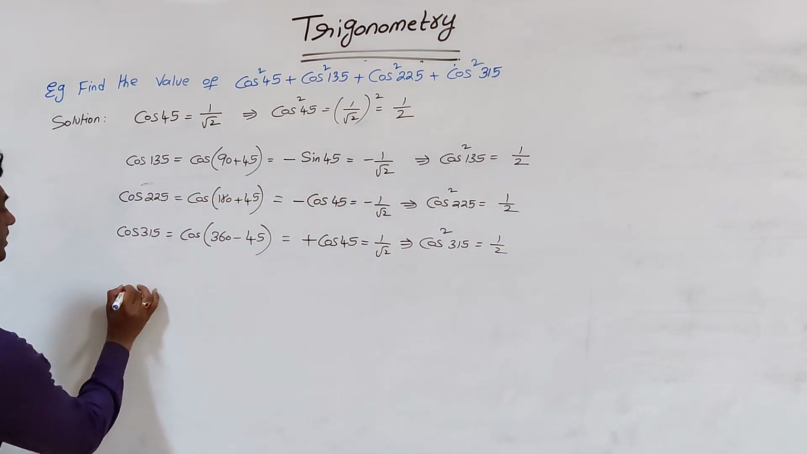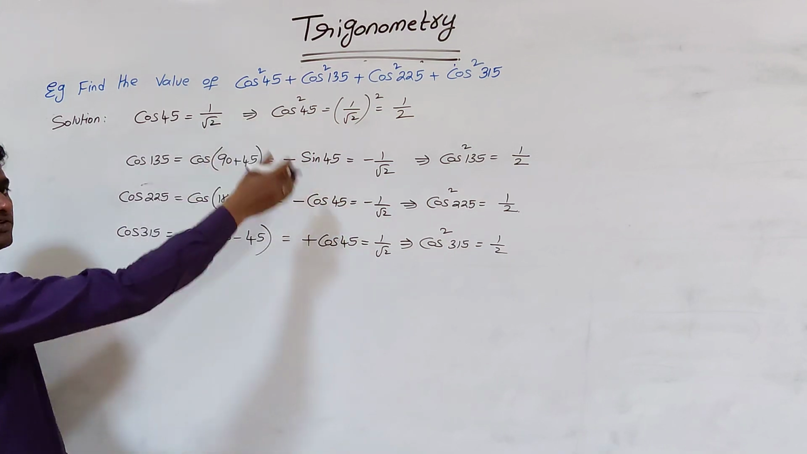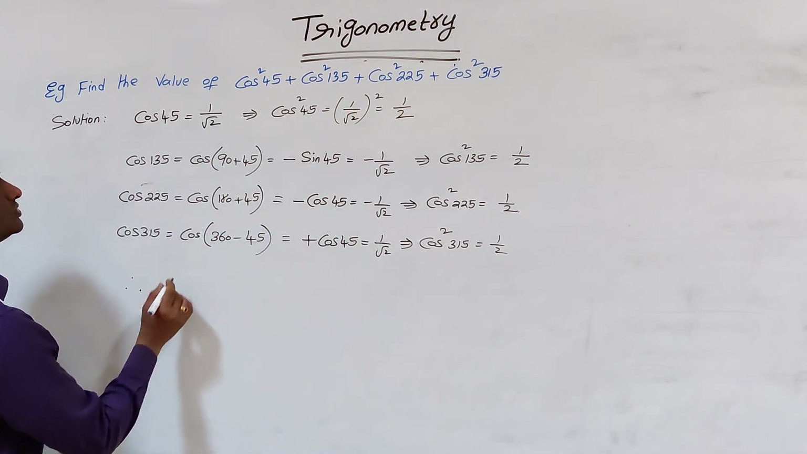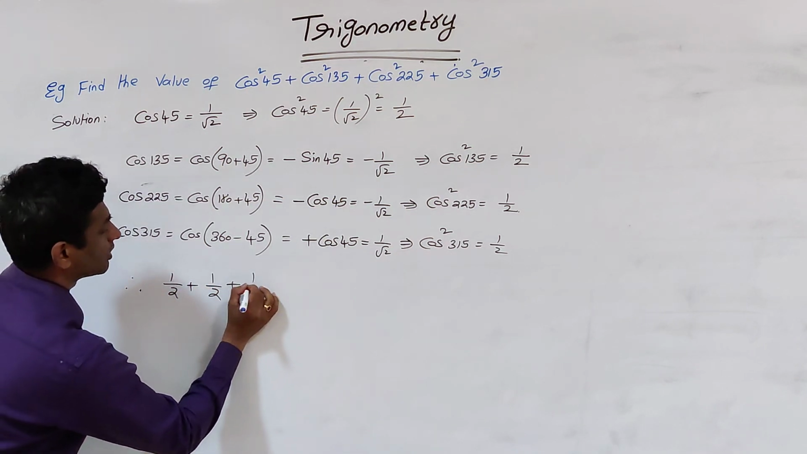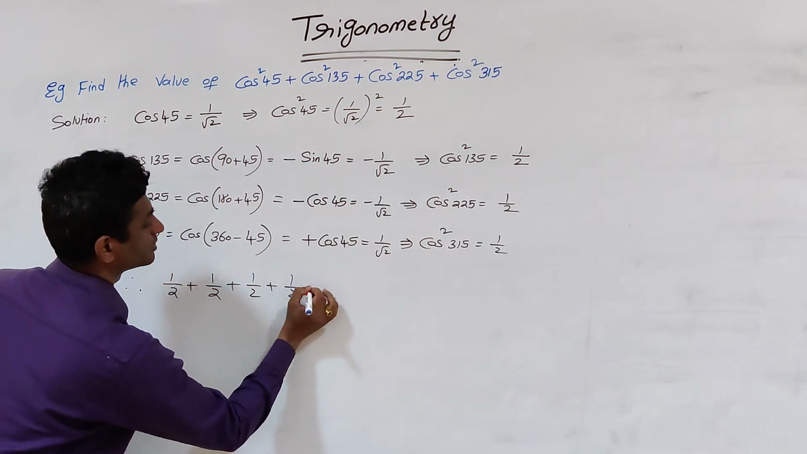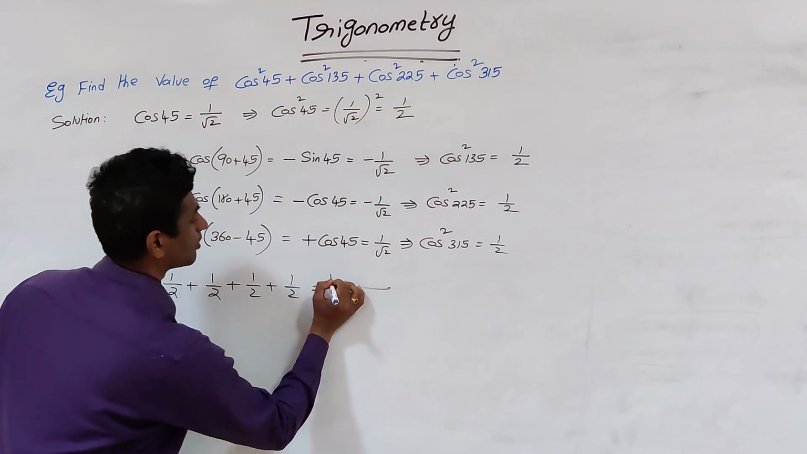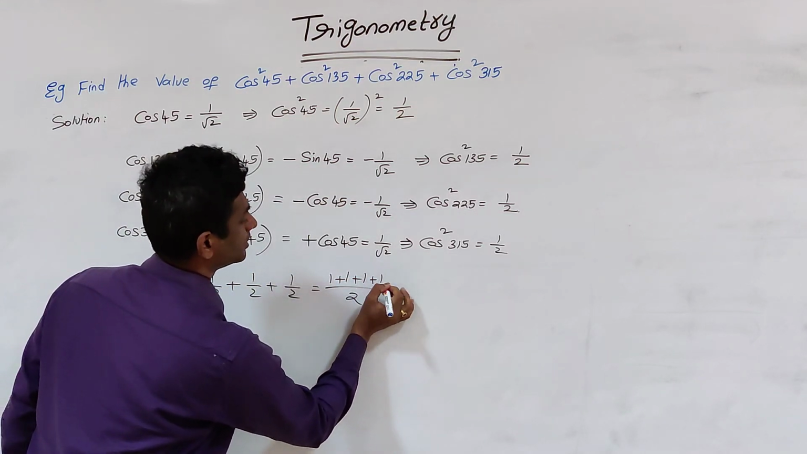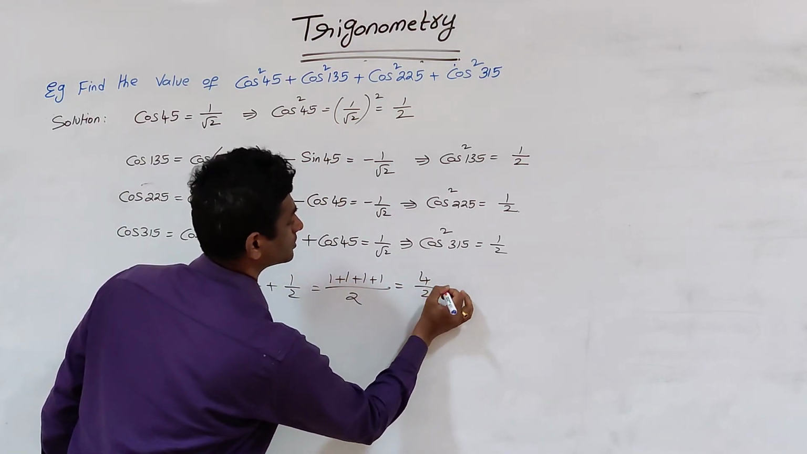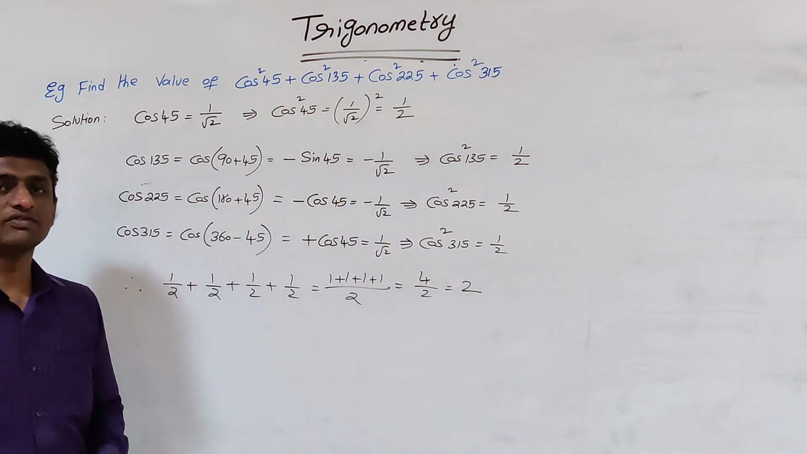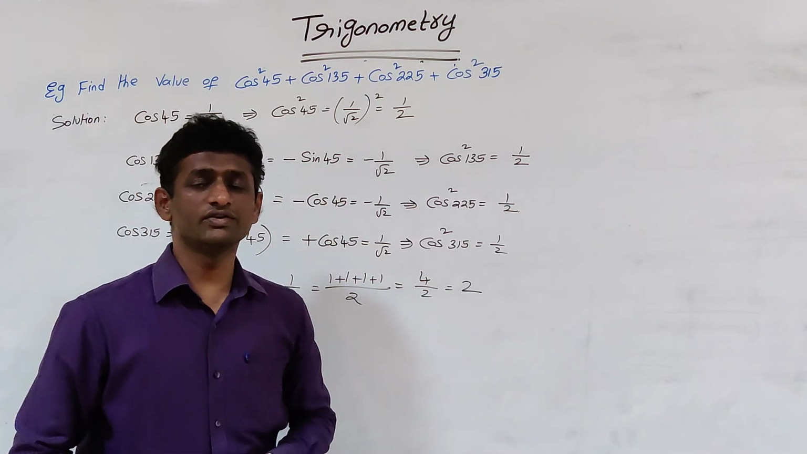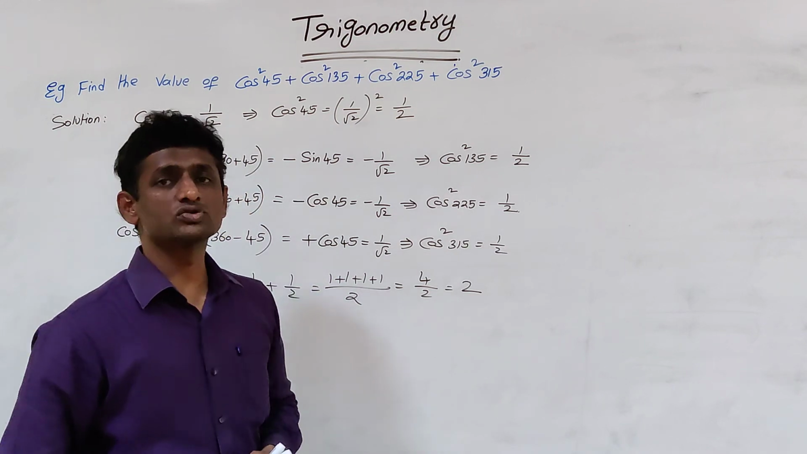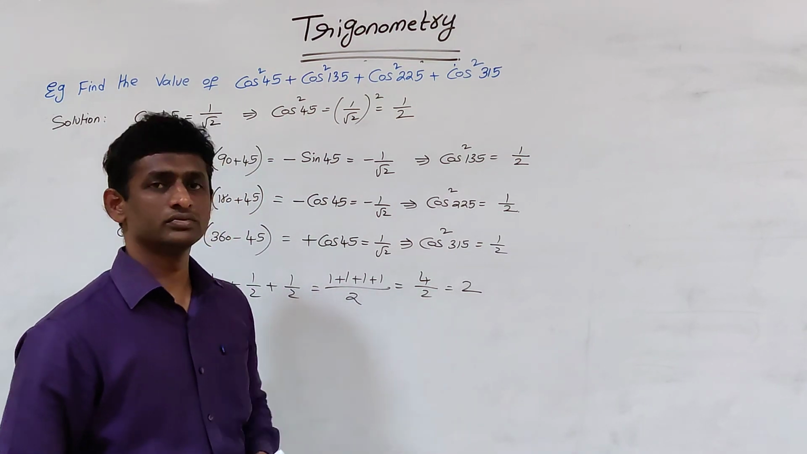So if you substitute all the values of these trigonometric ratios, then it will be 1 by 2 plus 1 by 2 plus 1 by 2 plus 1 by 2. With 2 as the LCM, 1 plus 1 plus 1 plus 1 is 4 by 2, so it is 2. So the value of cos square 45 plus cos square 135 plus cos square 225 plus cos square 315 will be 2. Next problem.